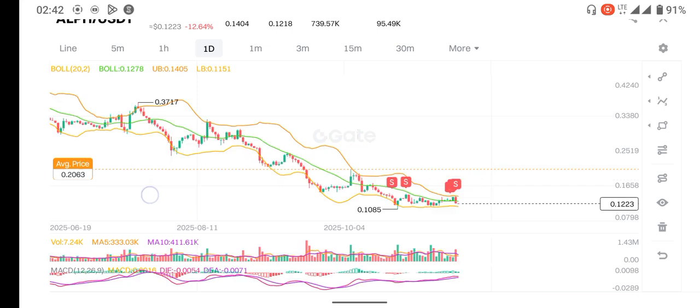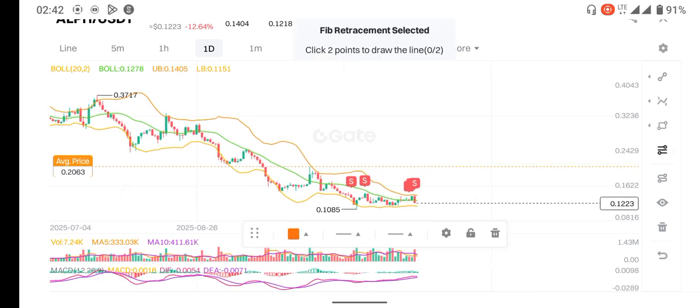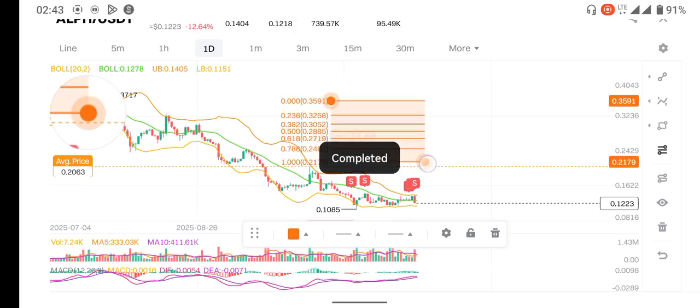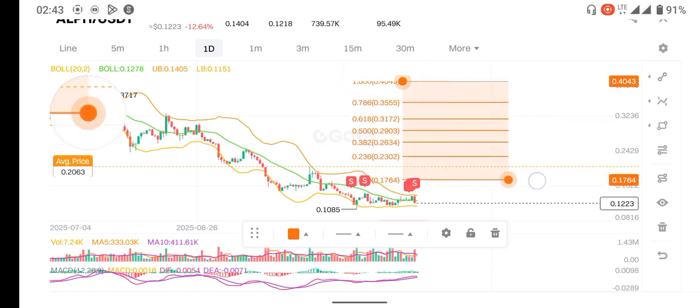Okay, so I always carry out Fibonacci retracement on my laptop, on Windows, but it's phenomenal to still make use of it on these Android devices.